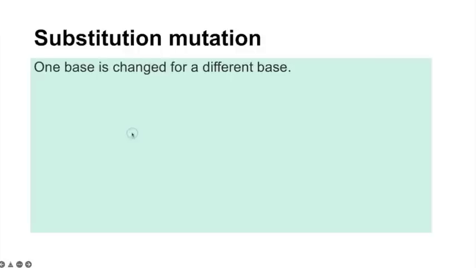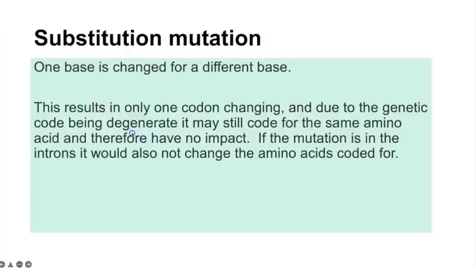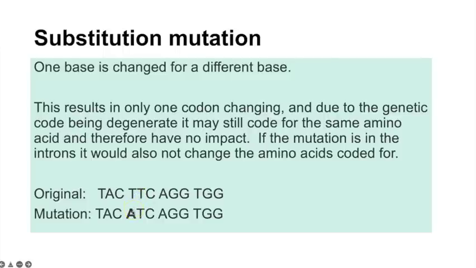Substitution is where one of the bases is swapped for another one. So again, we can see we've got our original sequence, and here's the new sequence where we've had a mutation occur. So thymine has been swapped for adenine. Now this could result in a different amino acid being coded for, or it might actually result in the same amino acid being coded for because the genetic code is degenerate. It could also have no impact on the protein being coded for if this substitution happens within the introns, because introns do not code for amino acids.